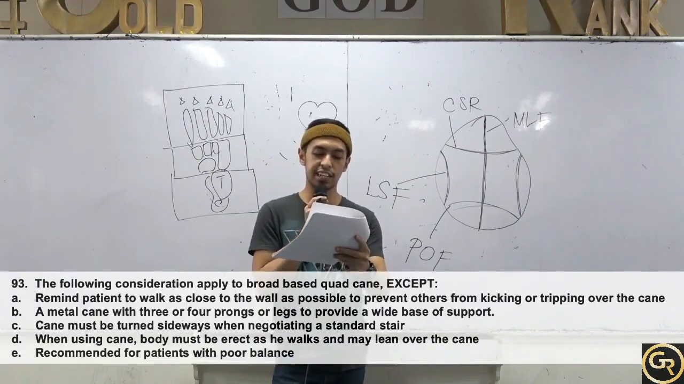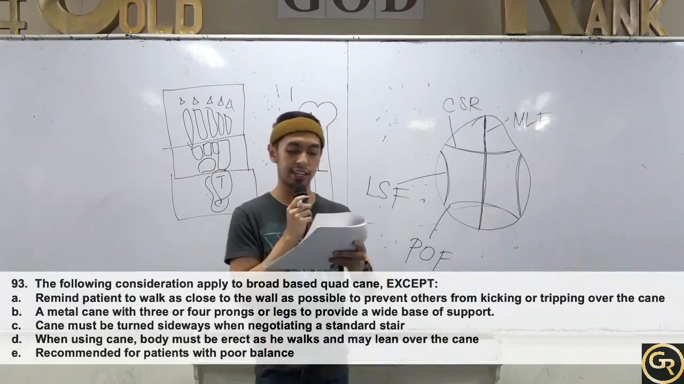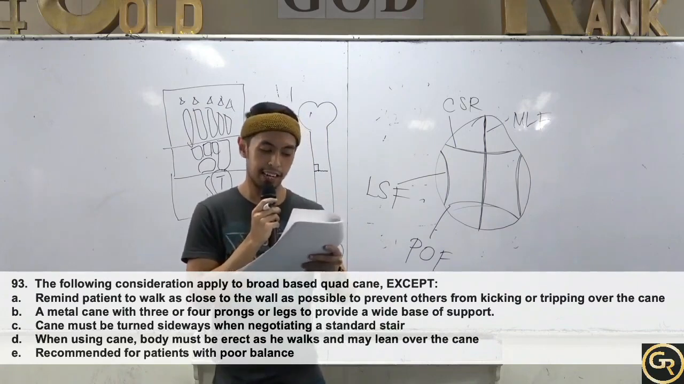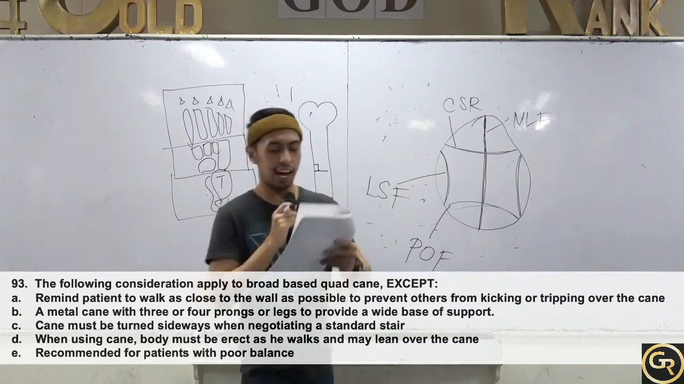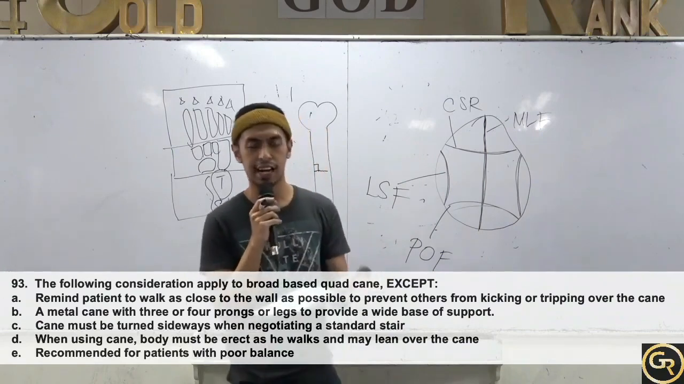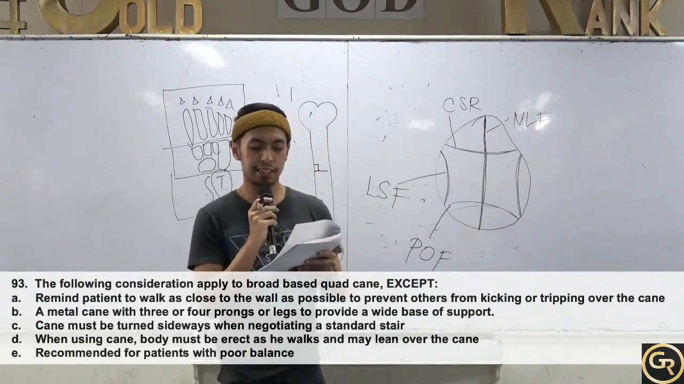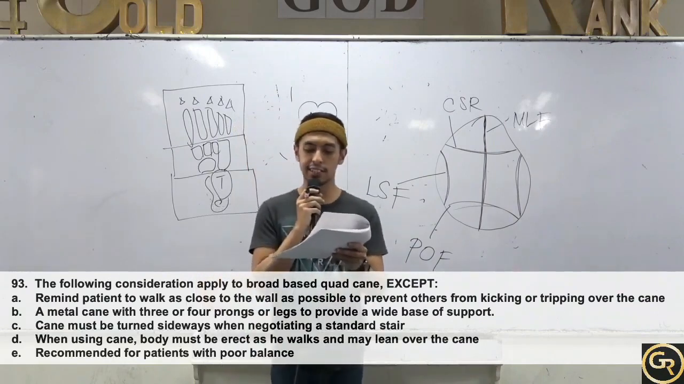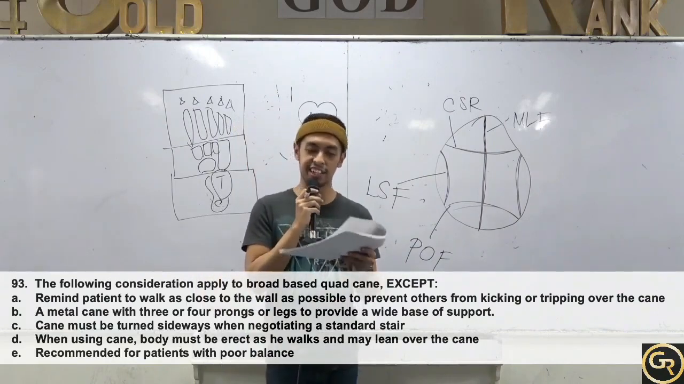93. The following consideration apply to broad-based quad cane except, okay, I'll give the answer first. The answer here would be letter dog. Check letter dog. What did it say? When using the cane, body must be erect as he walks and may lean over the cane.